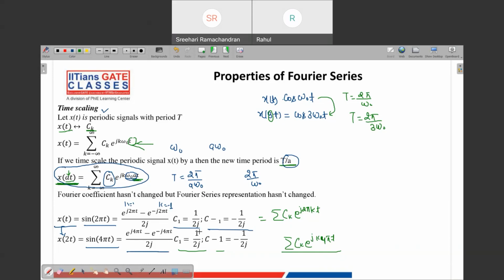Sir, it's written that the Fourier coefficient hasn't changed, but the Fourier series representation hasn't changed. So the Fourier series representation has changed, just this term has changed, this one. So this c_k has remained intact, only this one has changed. But in the slide, it is written both haven't changed. Okay, actually, yeah, this term should not be there. This one has also changed. So the coefficient hasn't changed, but this has changed actually.